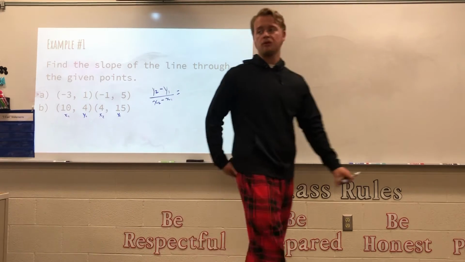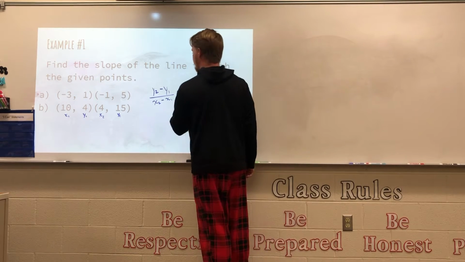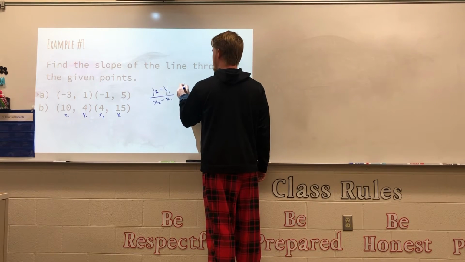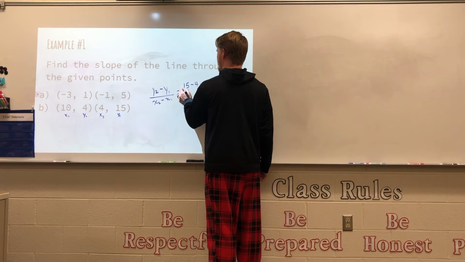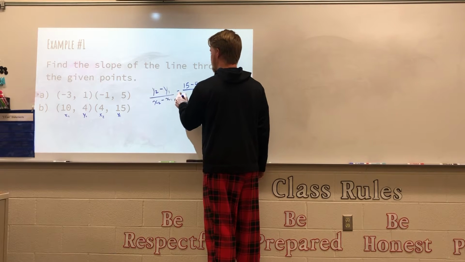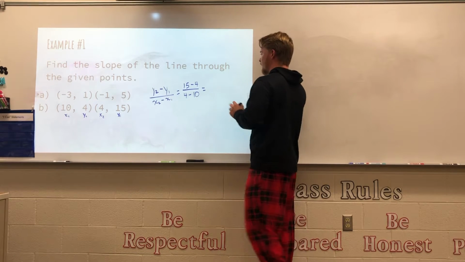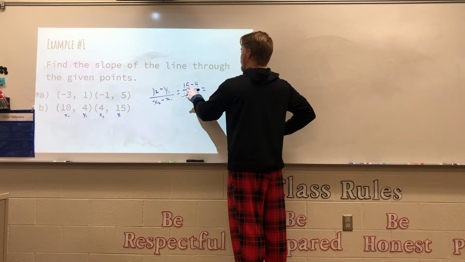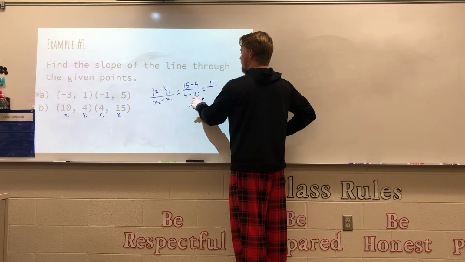All right, so once those are labeled, we just plug in to this formula. My y2, 15, minus my y1, 4, over my x2, 4, minus my x1, 10. All right, so then we simplify the top. 15 minus 4 is 11, over 4 minus 10 is negative 6.